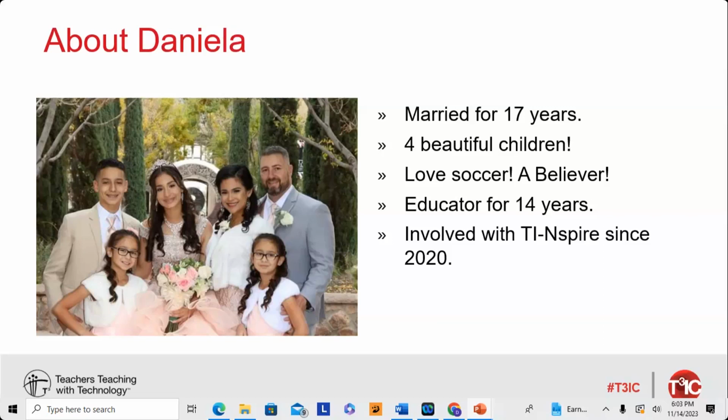I've been involved with TI-Nspire since 2020, officially an instructor. But I remember the first time I saw that handheld, and I can't stop using it either. I'm obsessed with those TI-Nspires.